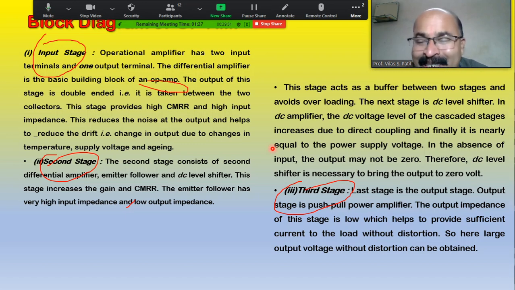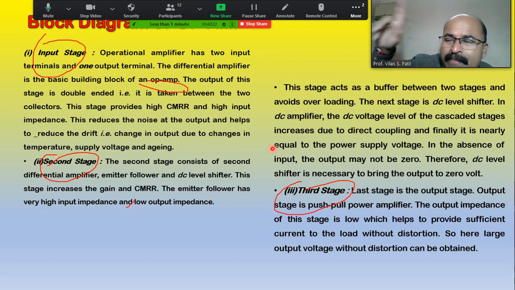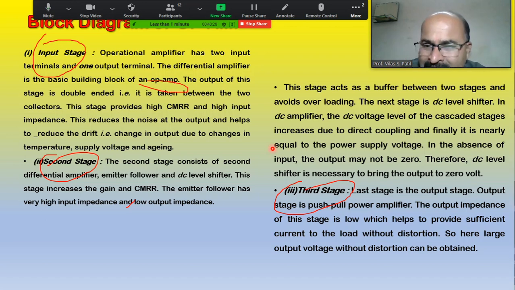distortion. It will be constant, because we know that in the input stage, a constant current source is used, and due to the constant current source used in the input stage, the initial stage, the output should become very high, and it will appear undistorted. The distortion will be very less, nearer to zero, where less distorted output will appear at the output. And this is the third stage of the operational amplifier.